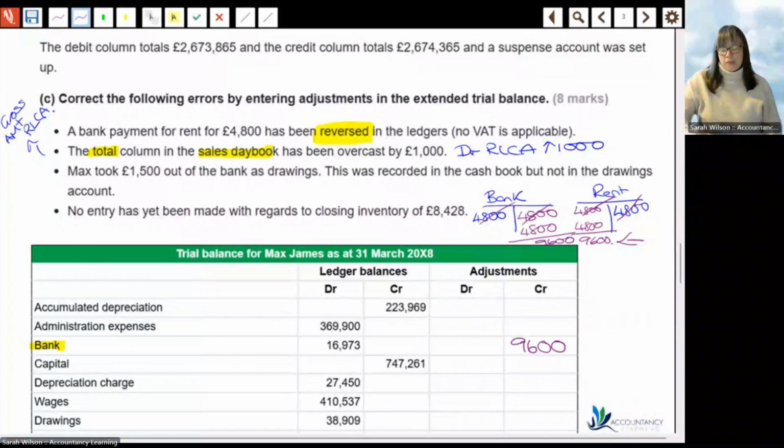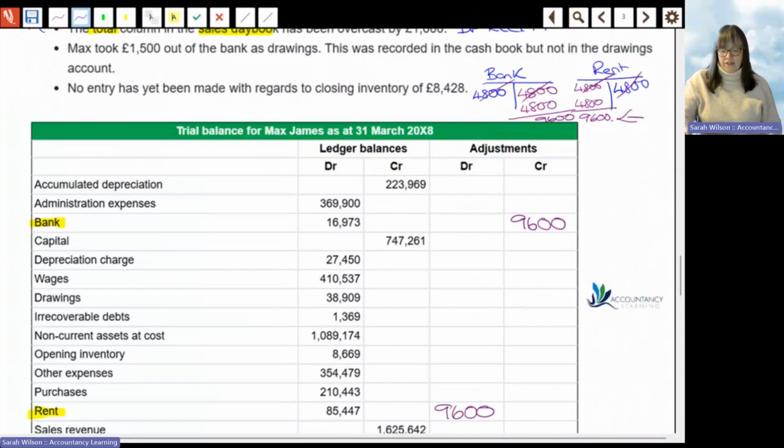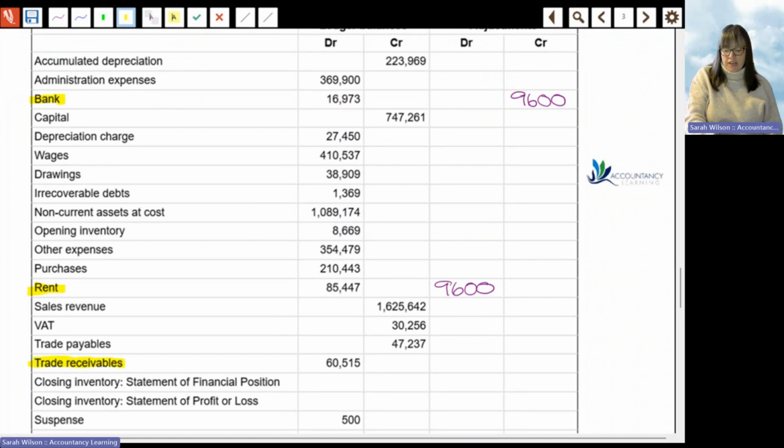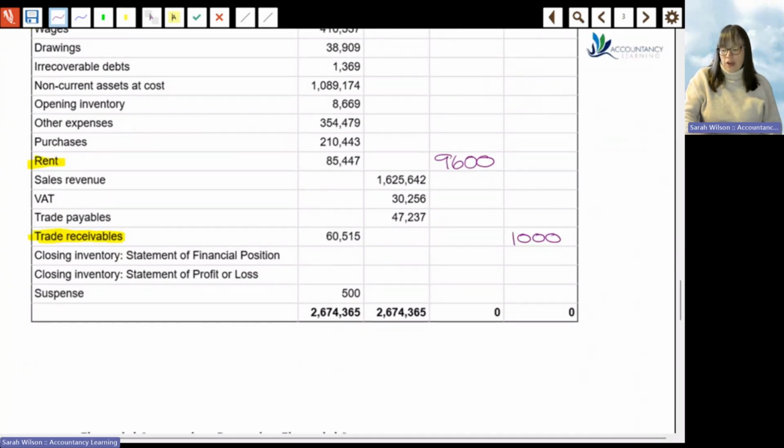£1,000. So to correct this, the first thing that we need to do is our trade receivables, our receivables ledger control. We will credit 1,000 to take that overcast out. We put in too much, so we're going to take it out. And then this is a one-sided entry. So what we then need to do is put the opposite side into the suspense account here.